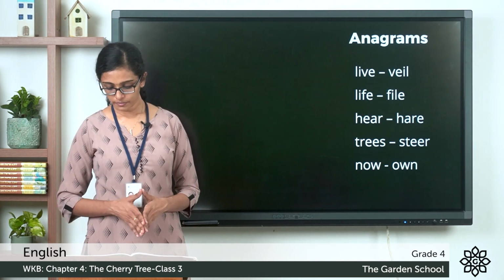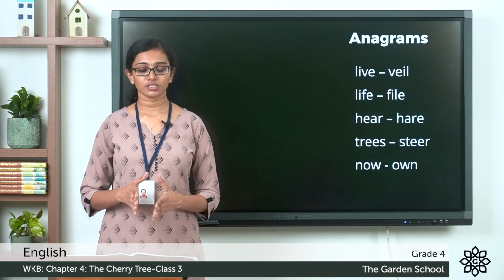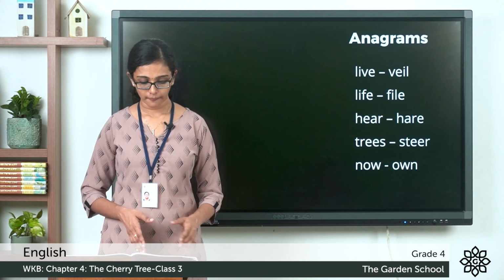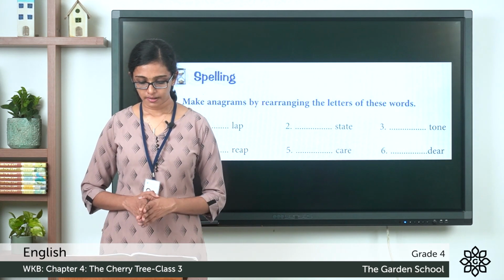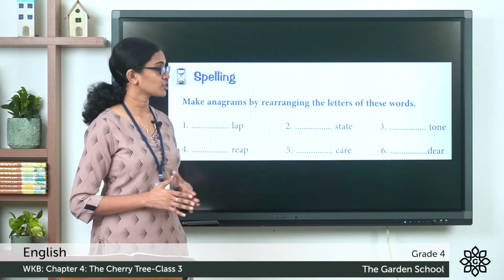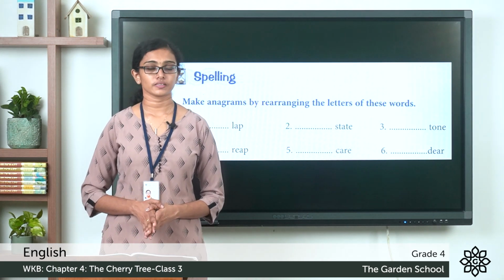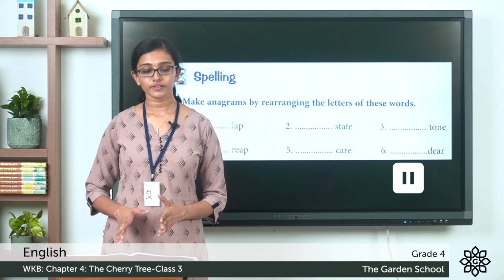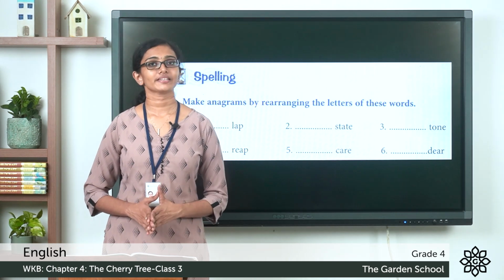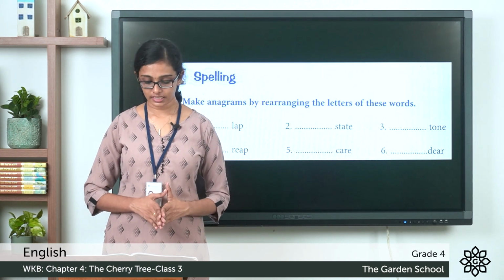So, now all of you please move on to the spelling session from the exercises. It's about anagrams. Make anagrams by rearranging the letters of these words. And you are given 6 choices there. You can pause the video, finish this activity and come back. Hope you are done with that. Now let's look at the answers.